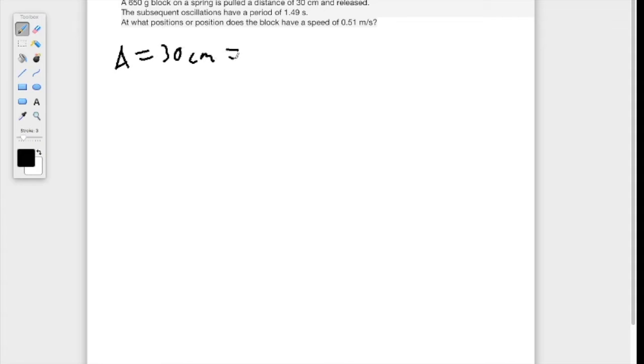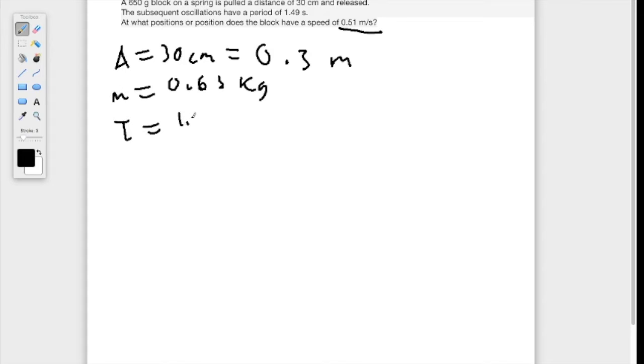But since we're in meters per second for the speed, we're going to convert it to 0.3 meters. And then we know the mass, which is 0.65 kilograms. And we know the period, which is 1.49 seconds.